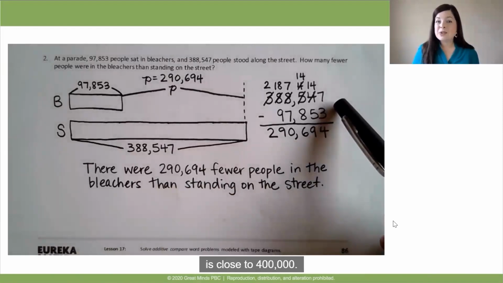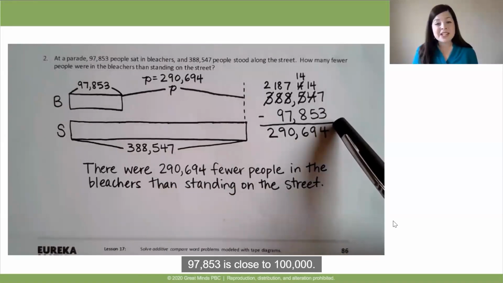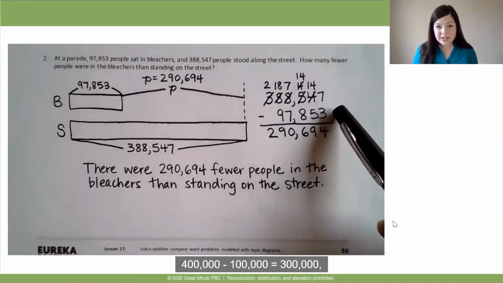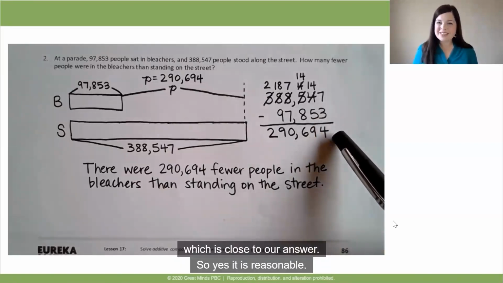388,547 is close to 400,000, and 97,853 is close to 100,000. 400,000 minus 100,000 equals 300,000, which is close to our answer. So yes, it is reasonable.